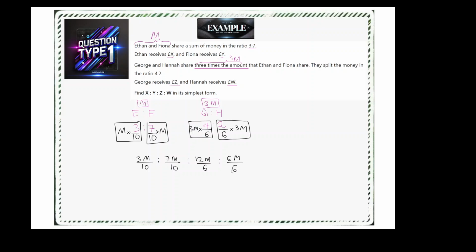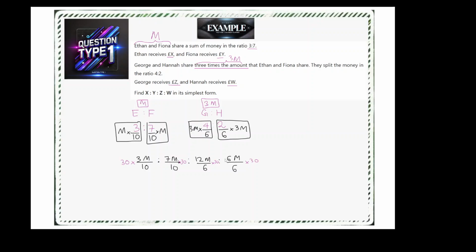Now, I can do this in a few different ways. I can either do some of these simplifications with these numbers, or I can simply multiply all of the numbers by the LCM of 10 and 6. The LCM of 10 and 6 is 30. So, let's multiply every number by 30. Now, you can multiply by any number as long as you multiply all of these by the same number.